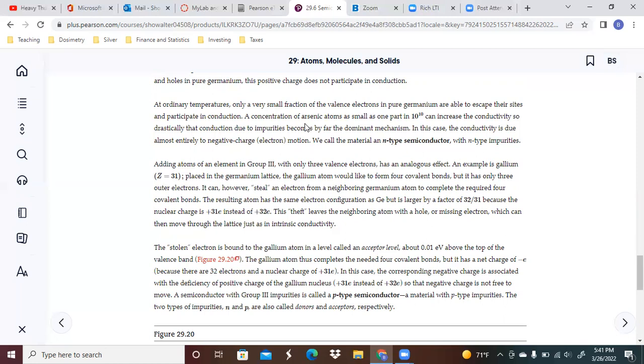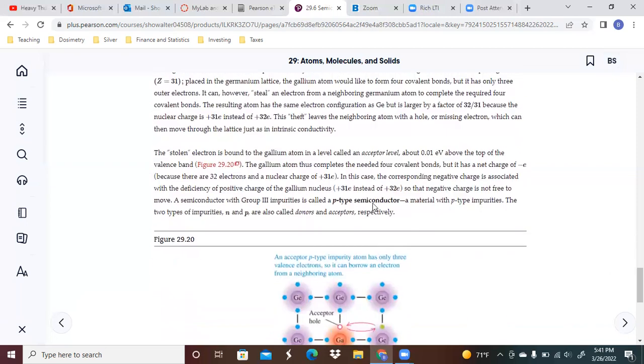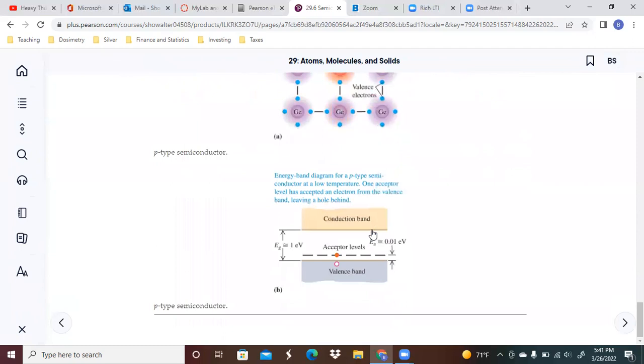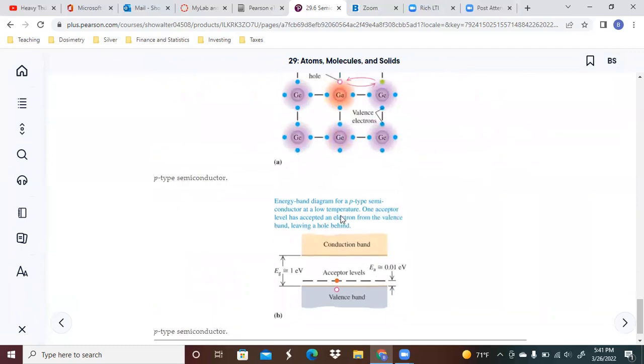And that leaves the neighboring atom with a hole, or a missing electron, which can then move through the lattice, just as in intrinsic conductivity. That stolen electron is bound to the gallium atom in a level called an acceptor level, about 0.01 eV above the top of the valence band, right there.